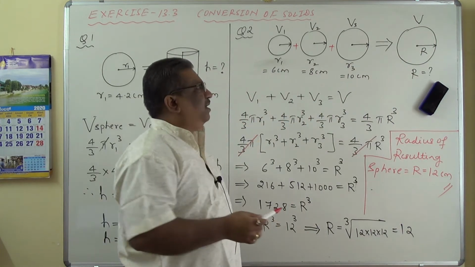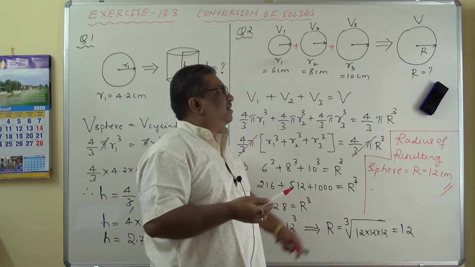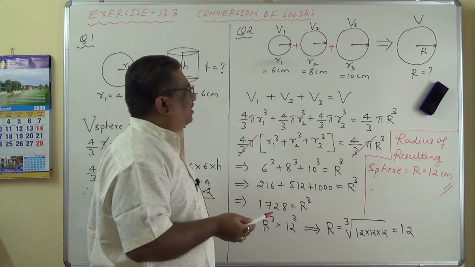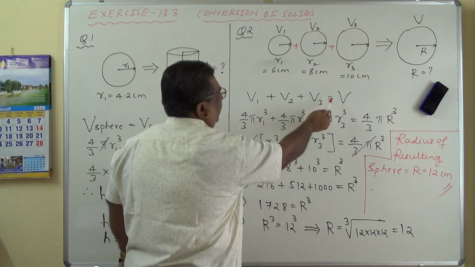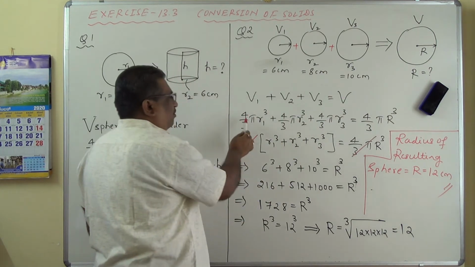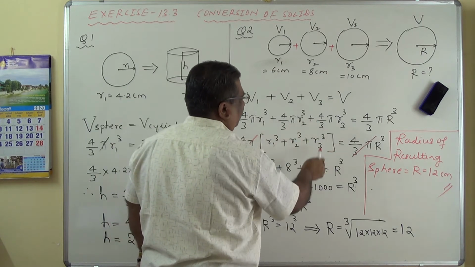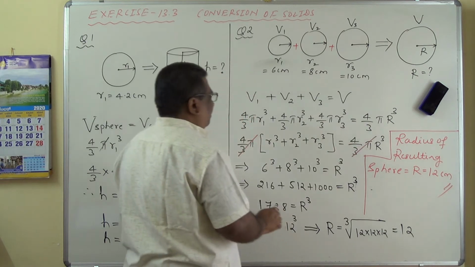You can also take R4, but generally capital letters are taken for the resulting things. Not mandatory, it is up to you to decide. So that is R there. So volume 1 plus volume 2 plus volume 3 equals volume of the resulting sphere: 4 by 3 pi R1 cube plus 4 by 3 pi R2 cube plus 4 by 3 pi R3 cube equals 4 by 3 pi capital R cube.